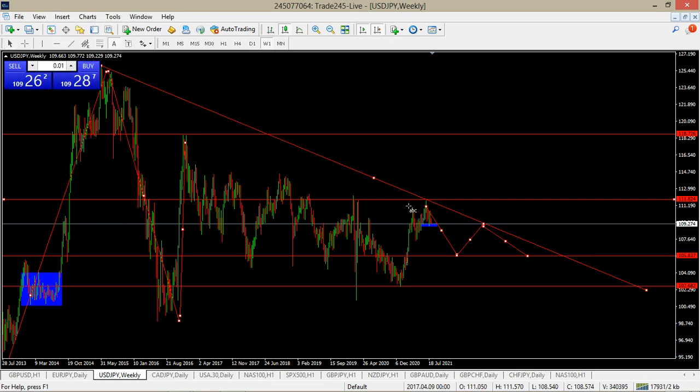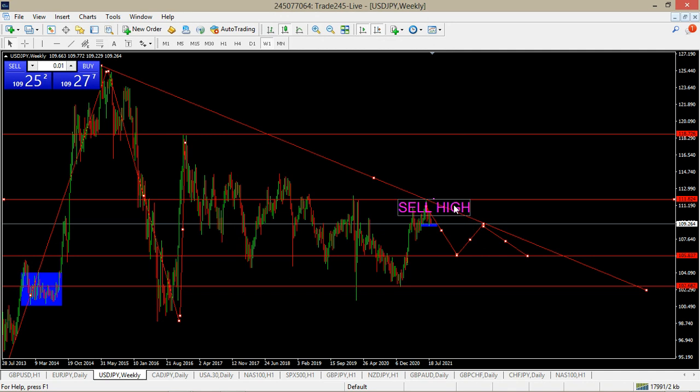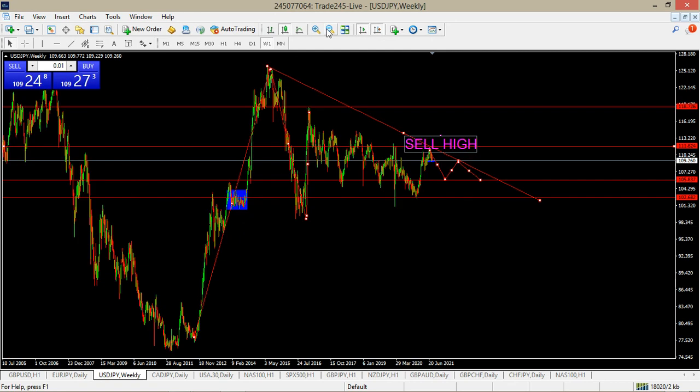Remember, in the forex market, you sell high and you buy low. If you could just understand that you sell high and you buy low. At this point in time, you sell high here, and then you will be buying low. So in the forex market, you sell high. Let me just zoom out a little bit.